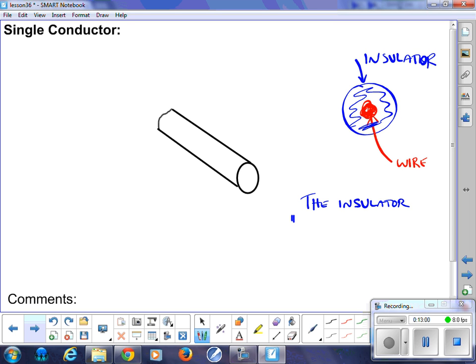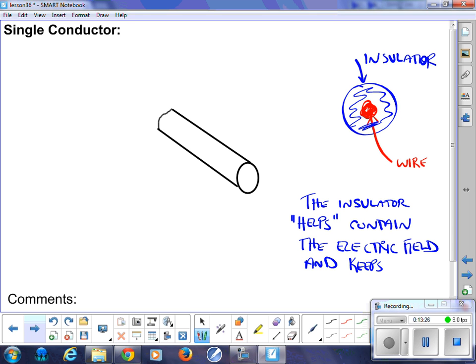Maybe I'm simplifying it, I know, for people who are watching this with a stronger understanding. I am simplifying it, but I'm getting to the point where you understand why we do certain things. So the insulator helps contain the electric field and keeps other fields out.